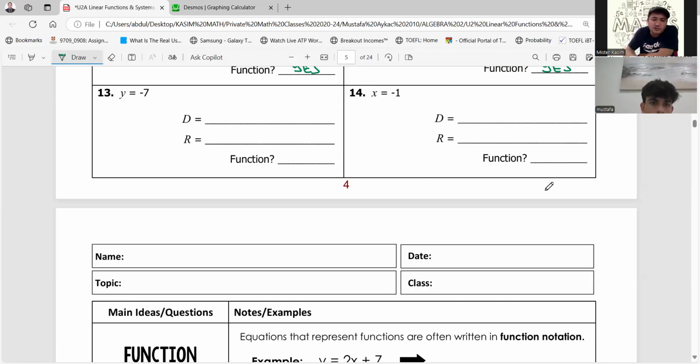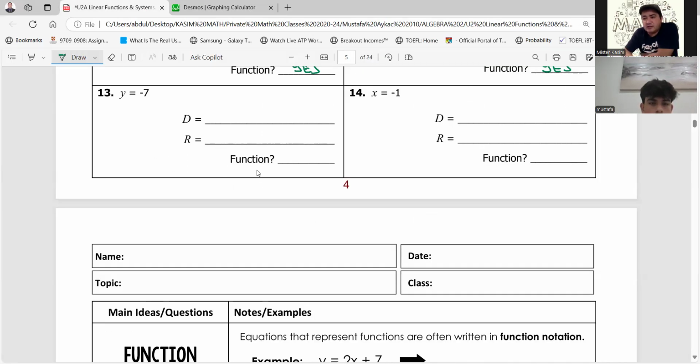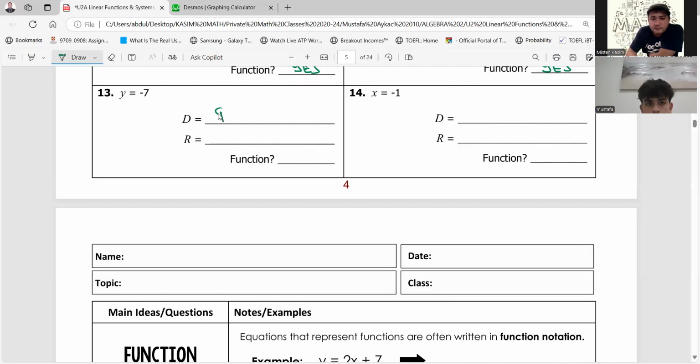Now, first tell me, what is the domain of this function, this relation? For this relation, then we will decide. Domain would be, look at the line. It's all real numbers, right? Yeah, all real numbers. Or negative infinity, infinity.